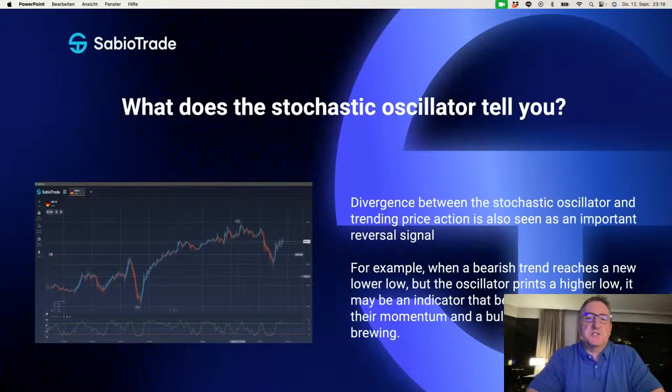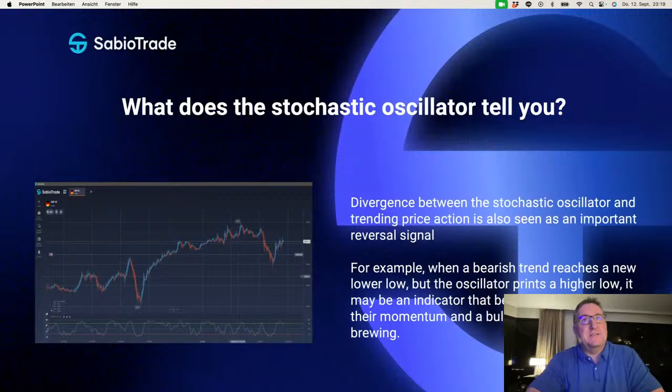So divergence between the stochastic oscillator and trending price action is also seen as an important reversal signal. That's why we have a look on this in a couple of minutes. For example, when a bearish trend reaches a new lower low, but the oscillator prints a higher low, it may be an indicator that bears are exhausting the momentum and a bullish reversal is brewing.